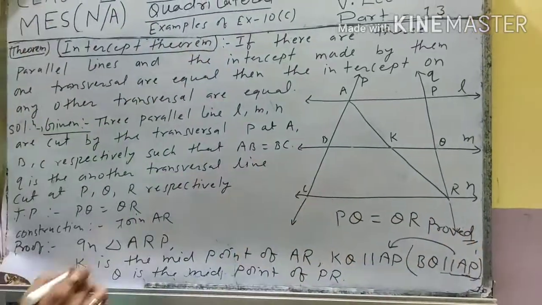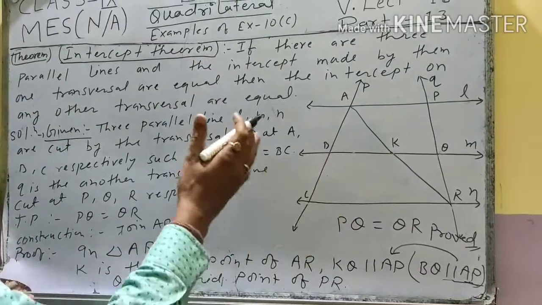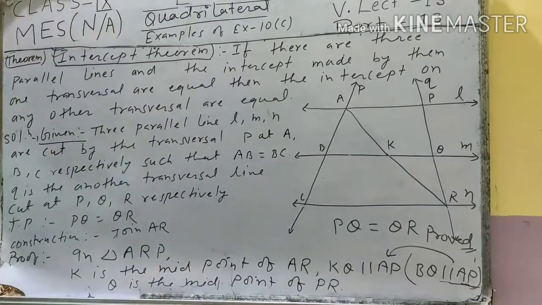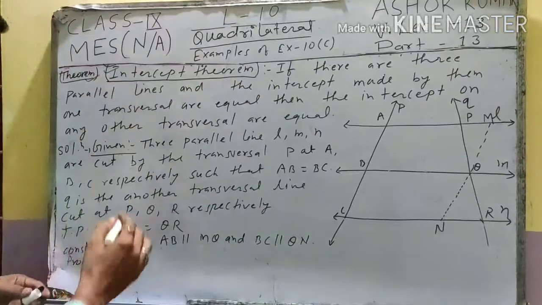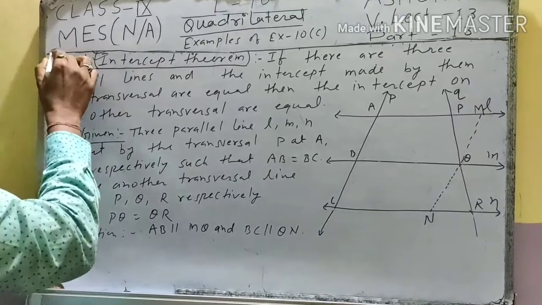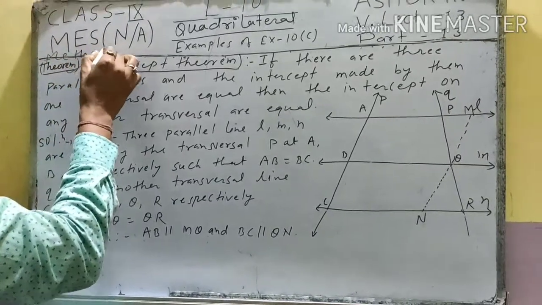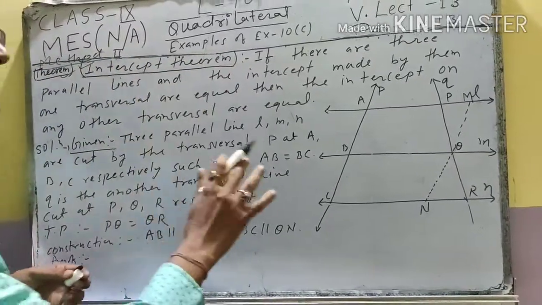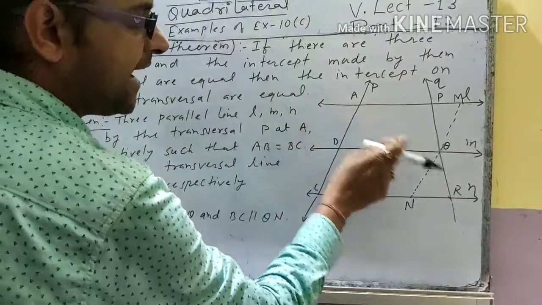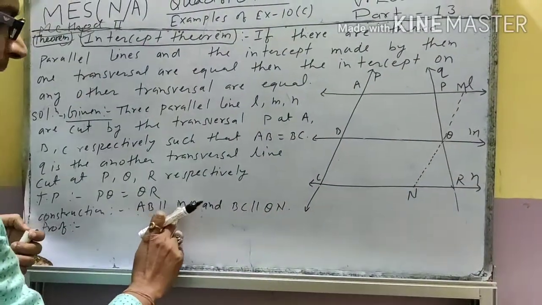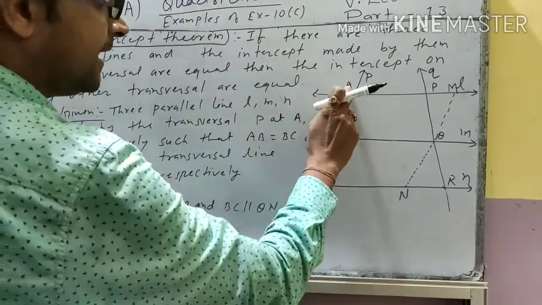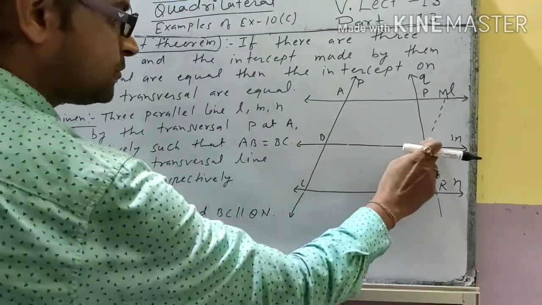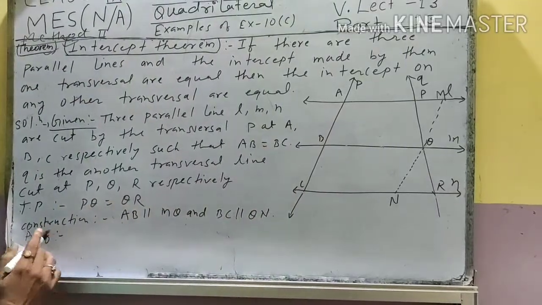Okay, student, this is the first method for the intercept theorem. The second method is, this is method 2 in the same question, meaning the intercept theorem. Method 2 is not to join AR. Here AB is parallel to MQ and BC is parallel to QN by construction. Okay, so write down here proof.